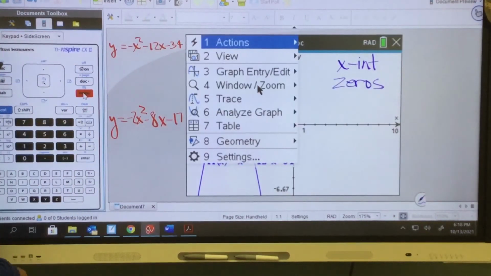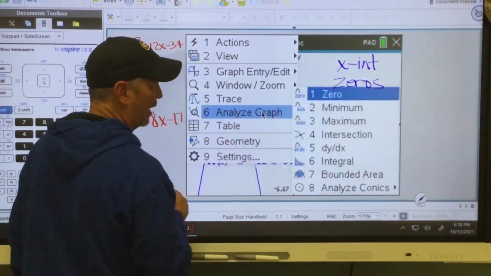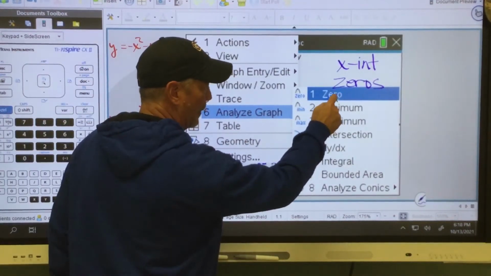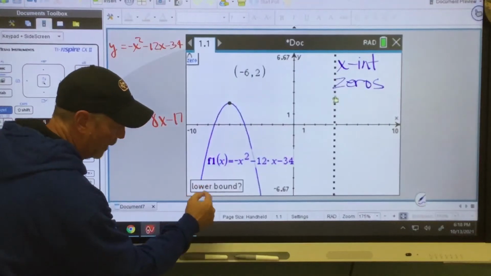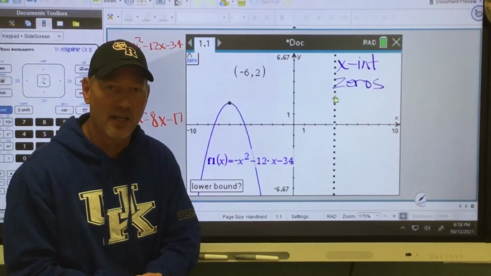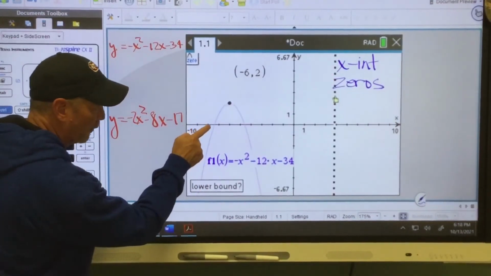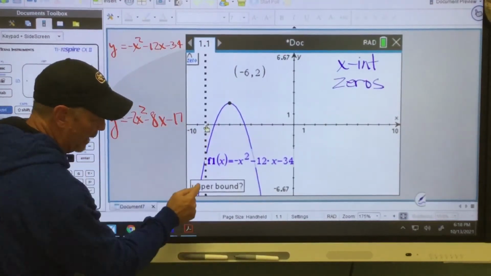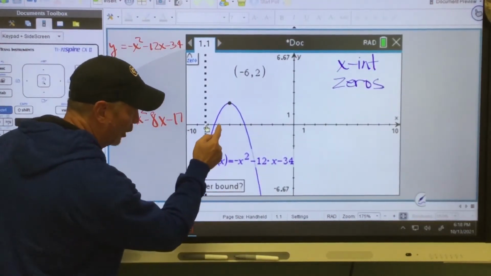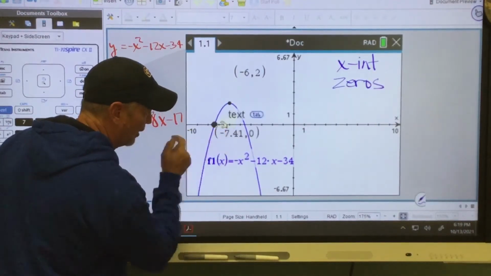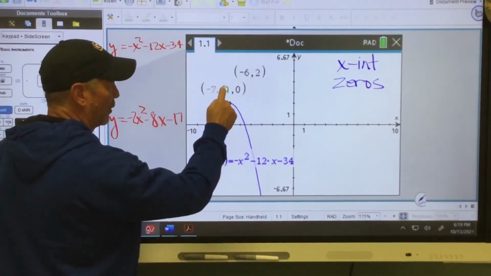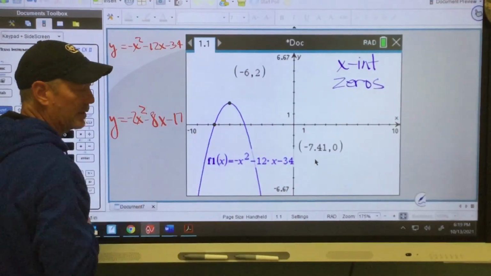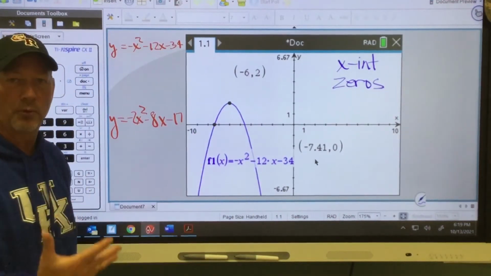Menu, Analyze. We're looking for a 0. It says lower bound. We said lower means left. So you're going to go to the left of where it touches the X-axis right here. And now it says upper. And we're going to go just to the other side. And there's one of my zeros right there. But it touches more than one time, doesn't it? So we have to repeat the process.